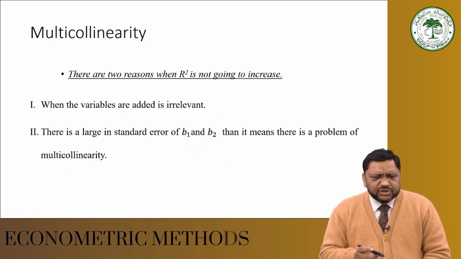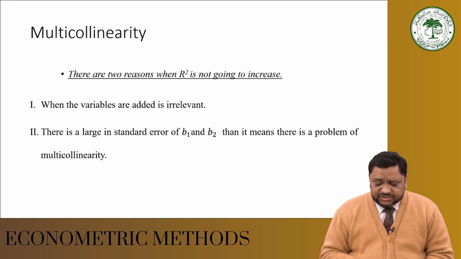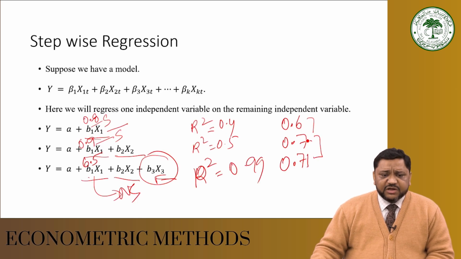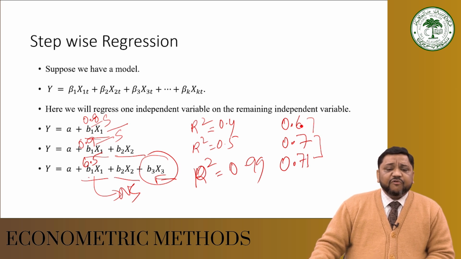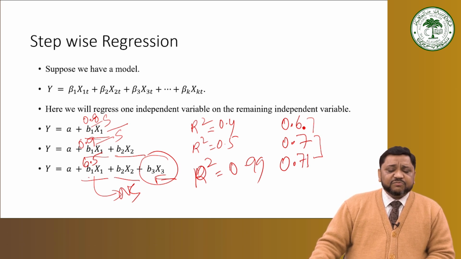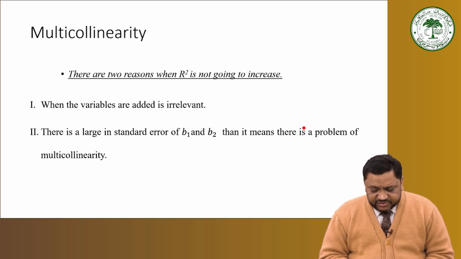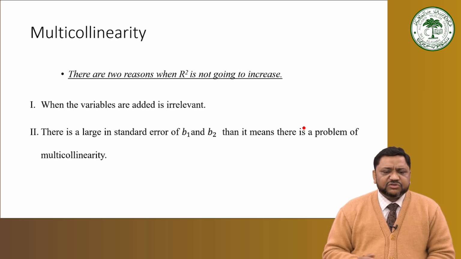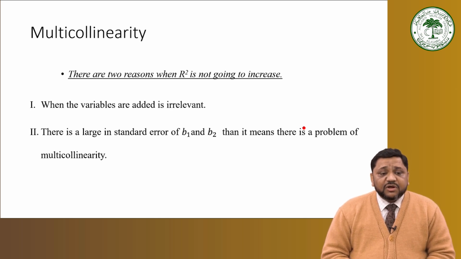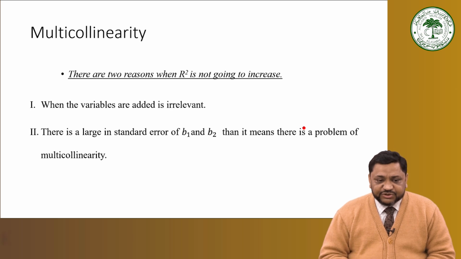Now there can be two reasons why R square is not increasing, like what happened over here. It was 0.7, now it is just 0.71, whereas in the earlier case it increased from 0.6 to 0.7. It could be that the variable itself is irrelevant, that x3 is of no use and is not related to the dependent variable, or there is a large change in the standard error of B1 and B2 because of the incorporation of this.